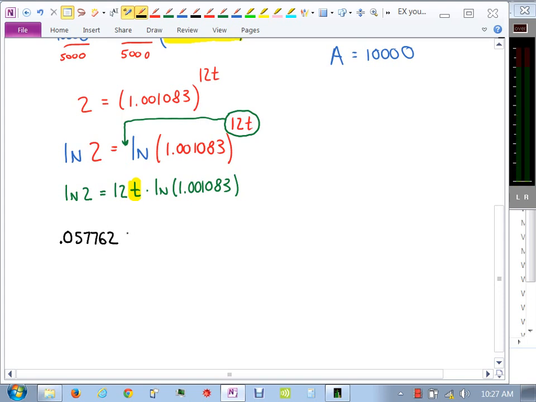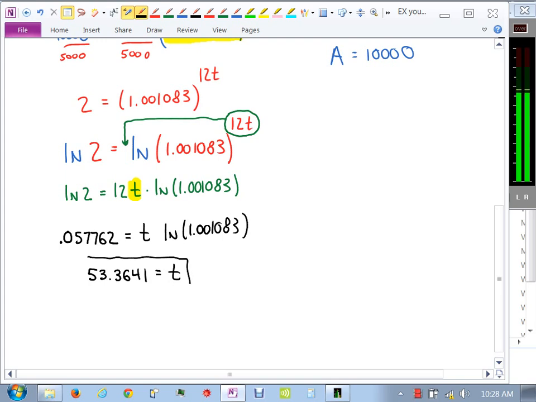0.057762 equals t, and I still had that natural log of 1.001083. Now I'm going to divide both sides by that natural log. So take that answer I just got, 0.057762, divide by natural log of 1.001083. This should be my final answer here. Oh, not happy. 53.3641 equals t. You should be getting something close to 53.